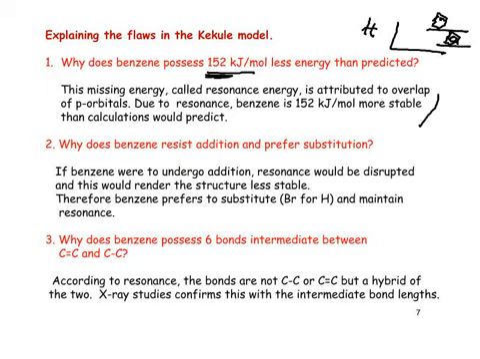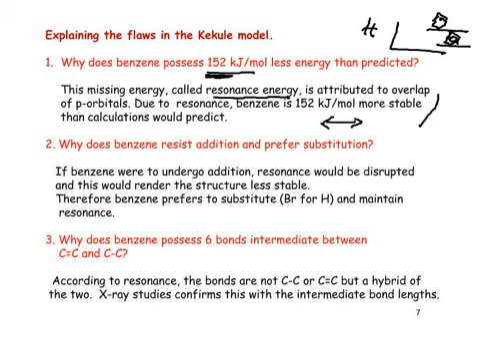Here's the answer. The missing energy, called the resonance energy, an important term to know here, is attributed to the overlap of p orbitals, those 2pZ orbitals, and due to the resonance. Resonance means sort of going back and forward. The resonance in benzene.